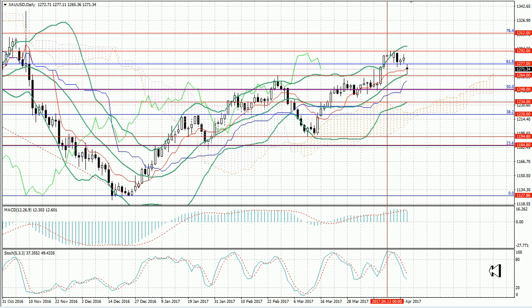Gold was corrected to the middle line of the Bollinger Bands at 1264, breakdown of which will lead the price to go down to the levels of 1248 and 1234. Otherwise, if the price breaks through the level of 1277, the pair can go to the levels of 1292 and 1312. The growth scenario is less possible as MACD began to lower in the positive zone, stochastic is pointed downwards.